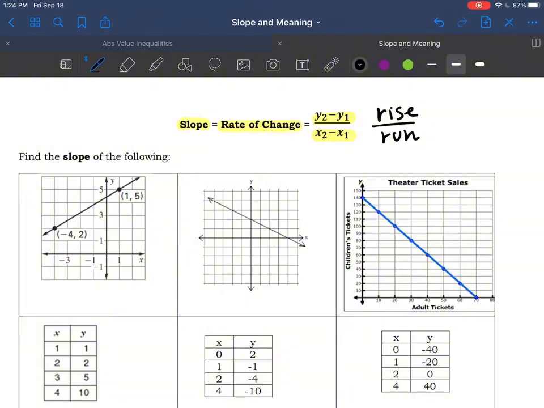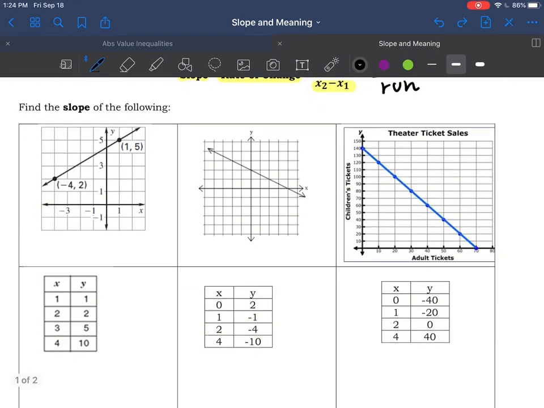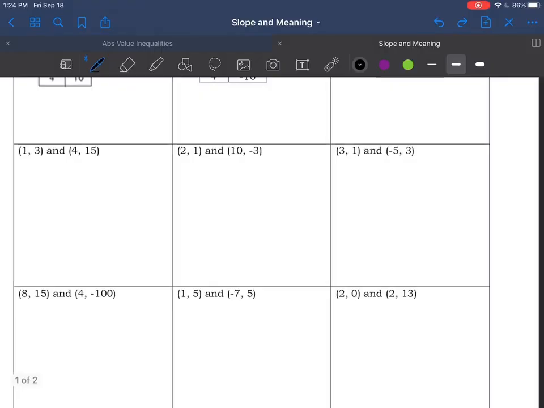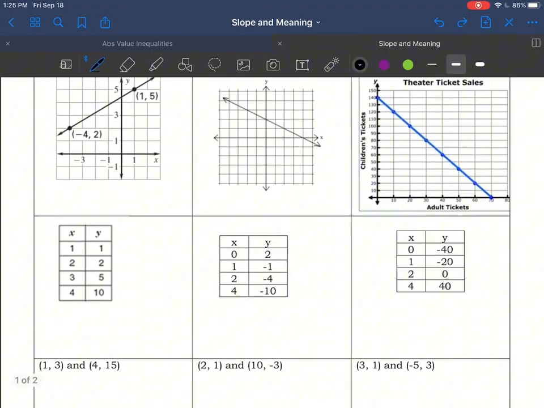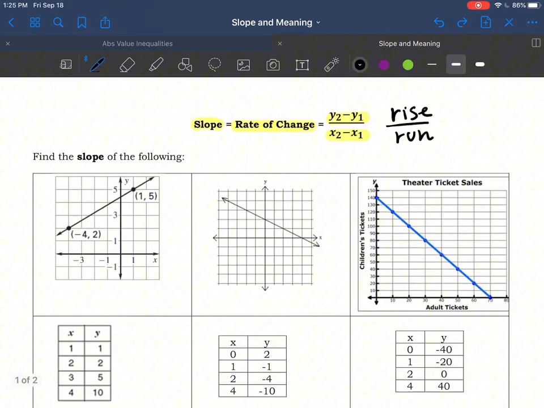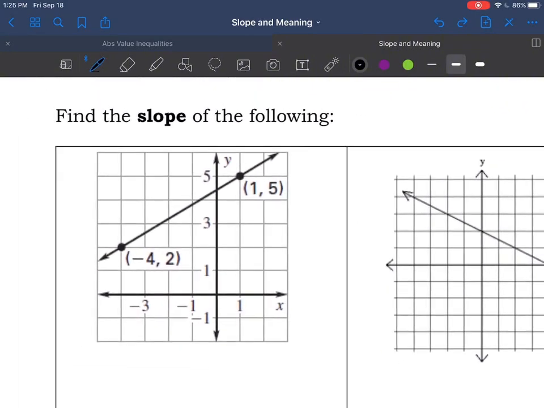A common mistake is putting the change in x on top. You want the change in y on top. Okay? And so we are going to calculate the slope from a graph in this first row here, from a table in the second row, and then from points. Okay? The method is always the same. You just need 2 points. Okay, so in this first example, we have 2 points.